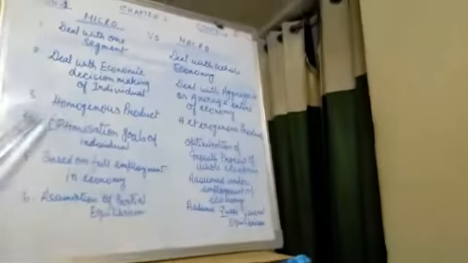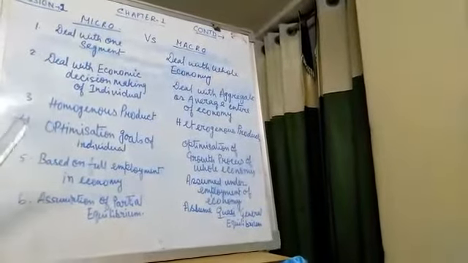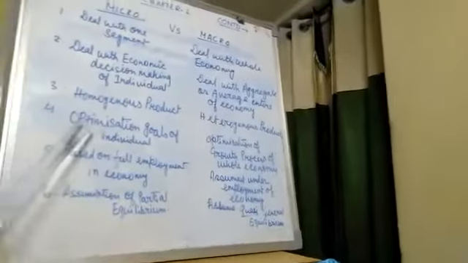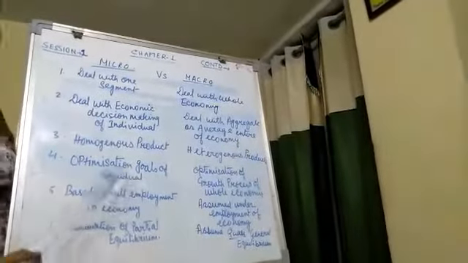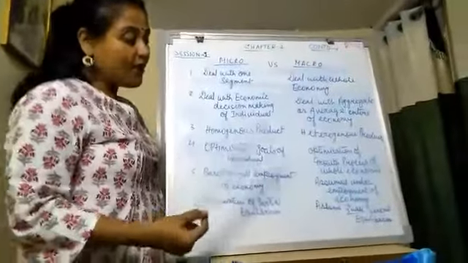Next, third, microeconomics deals with homogeneous products. What is homogeneous? Same kind of product. And here it is heterogeneous. Heterogeneous means different products. We discussed last time also that microeconomics deals with the optimization goal of an individual. Optimization, as we discussed, means minimum of cost and maximum of profit.